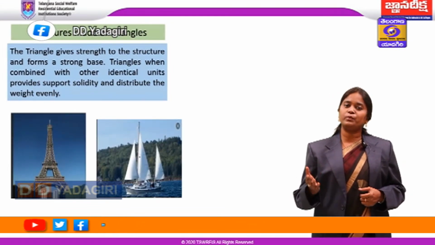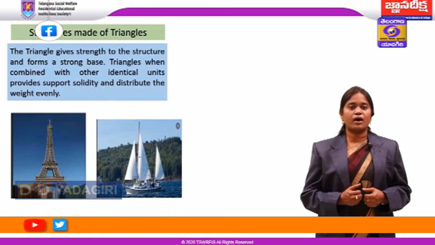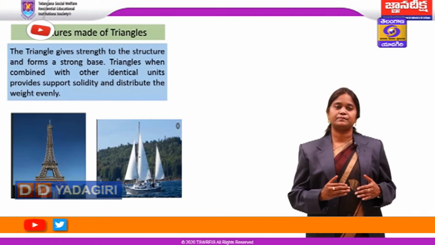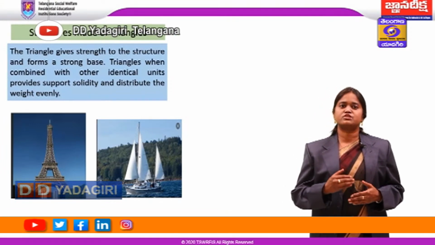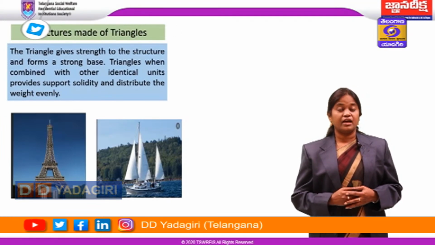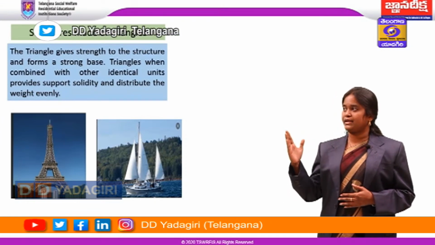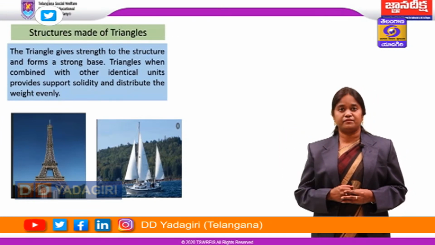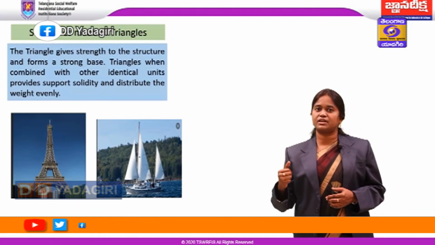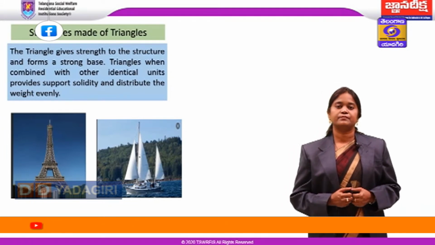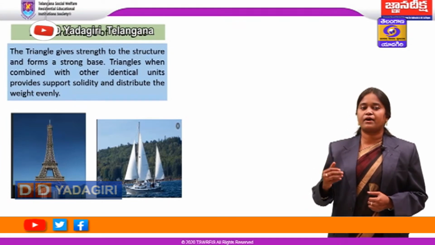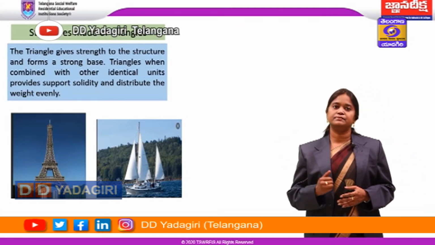Triangles, when combined with other identical units, provide support, solidity, and distribute the weight evenly. Triangles are the strongest shapes when it comes to building structures. There are nearly 186 triangles in the Eiffel Tower. These triangles give this massive structure great strength. The Eiffel Tower is an amazing example of an upright equilateral triangle.